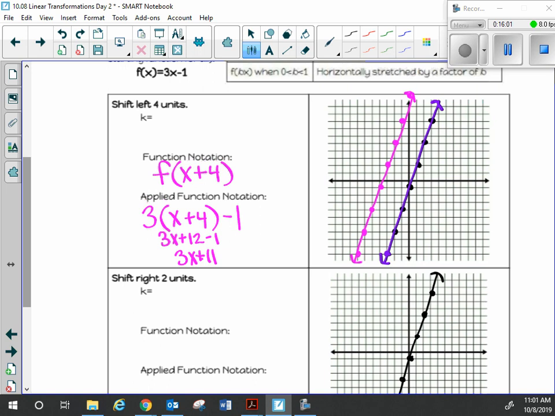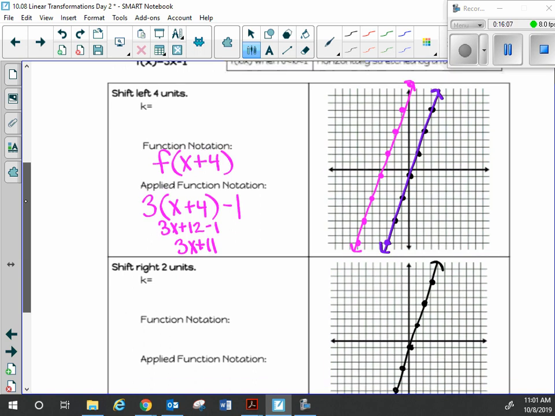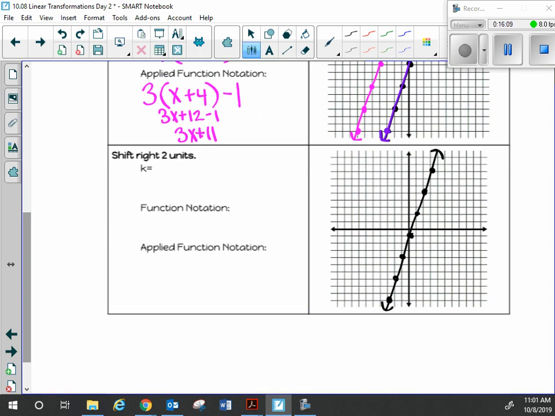Okay, which is what we wanted to know to begin with. So those left and right happen in parentheses, but they're kind of backwards. So now let's look at shifting to the right.